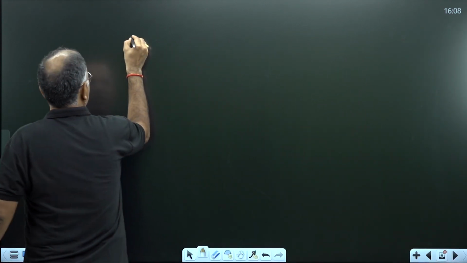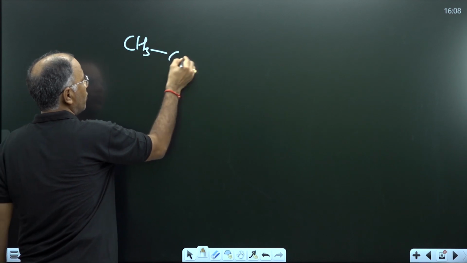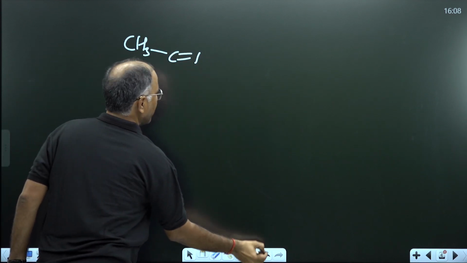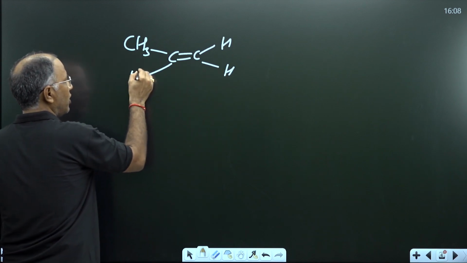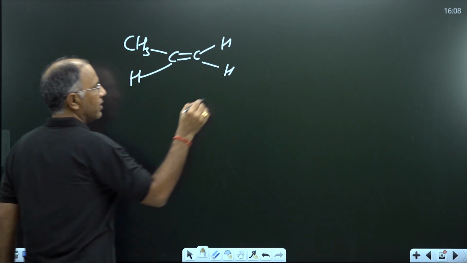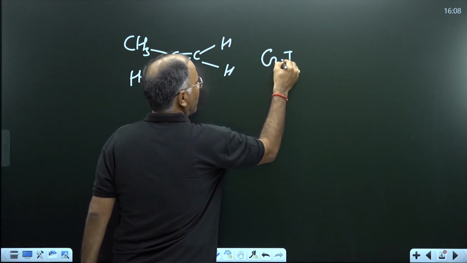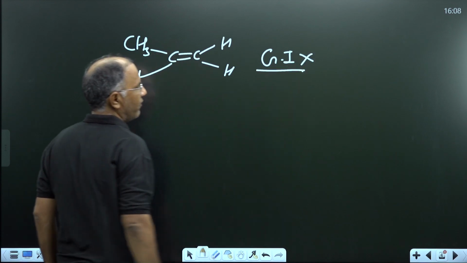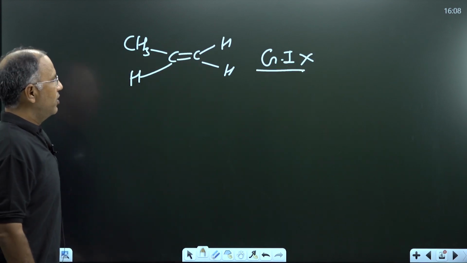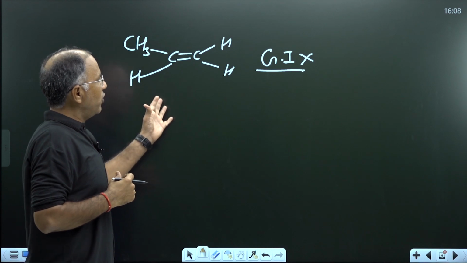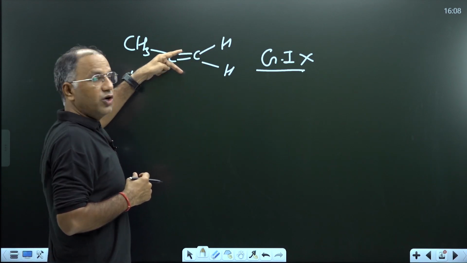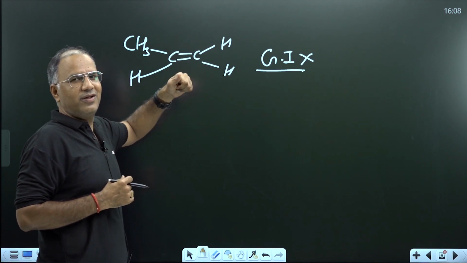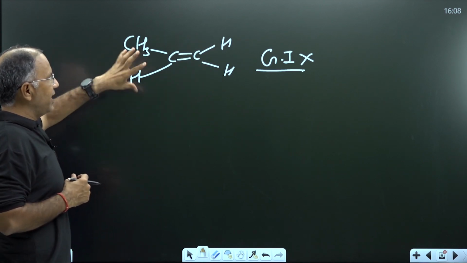Now, if I ask you to draw a geometrical isomer of propene, can you draw it? This alkene will not show geometrical isomerism. Why will it not show geometrical isomerism? If I draw another isomer, cut these valencies, interchange and paste, what will you get? You will get an identical compound. If I change this as methyl, I will get an identical compound.